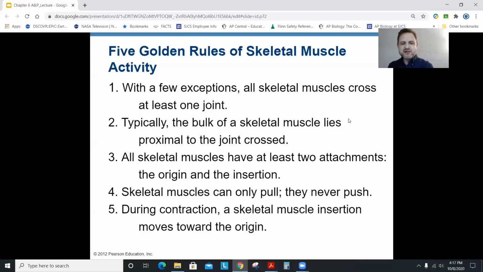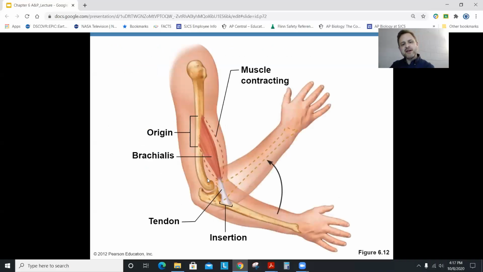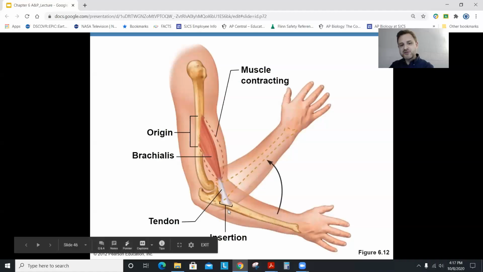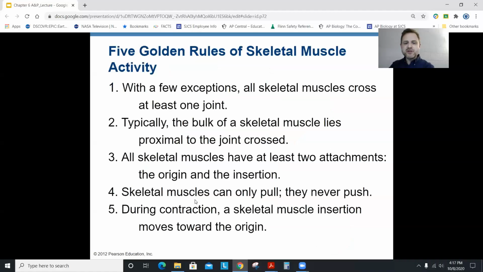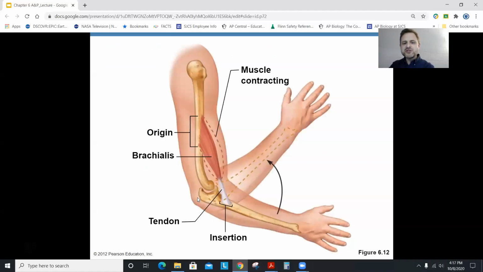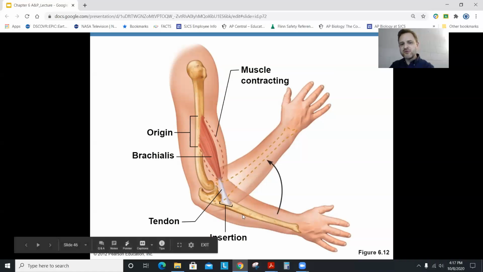Number 3, all skeletal muscles have at least 2 attachments, the origin and the insertion. Let me show you a quick picture. So this again is showing your biceps. There are 2 attachment points, an origin and an insertion. Usually the origin is proximal. It's closer to where the limb attaches to your torso, and the insertion is further away.